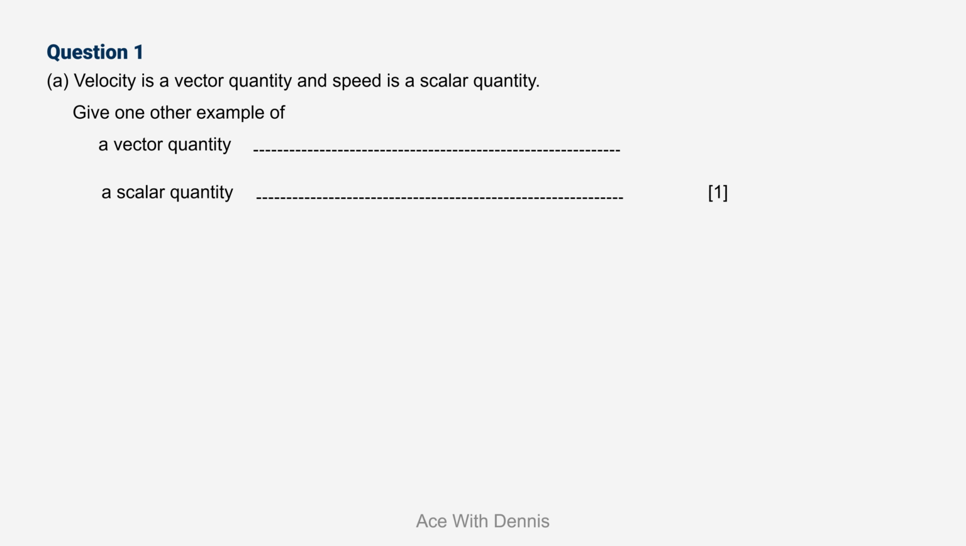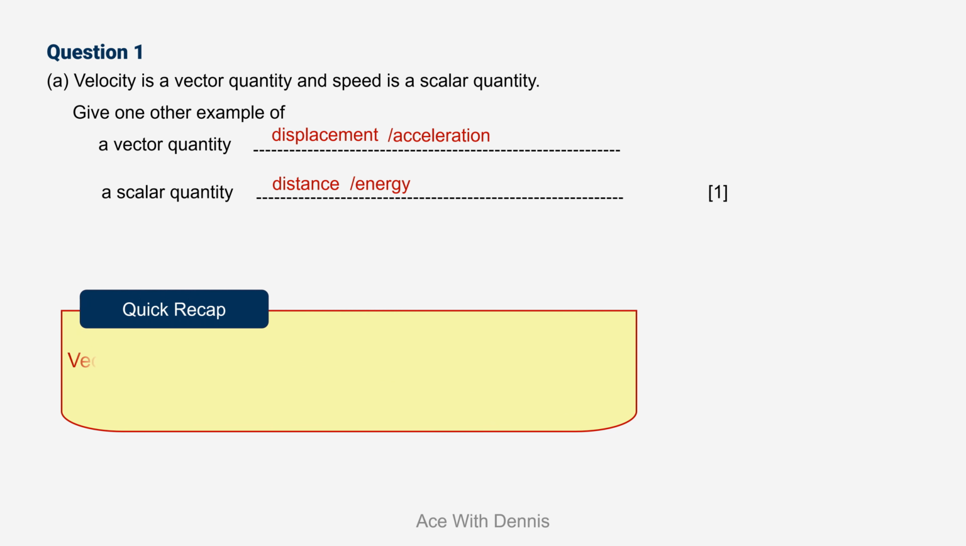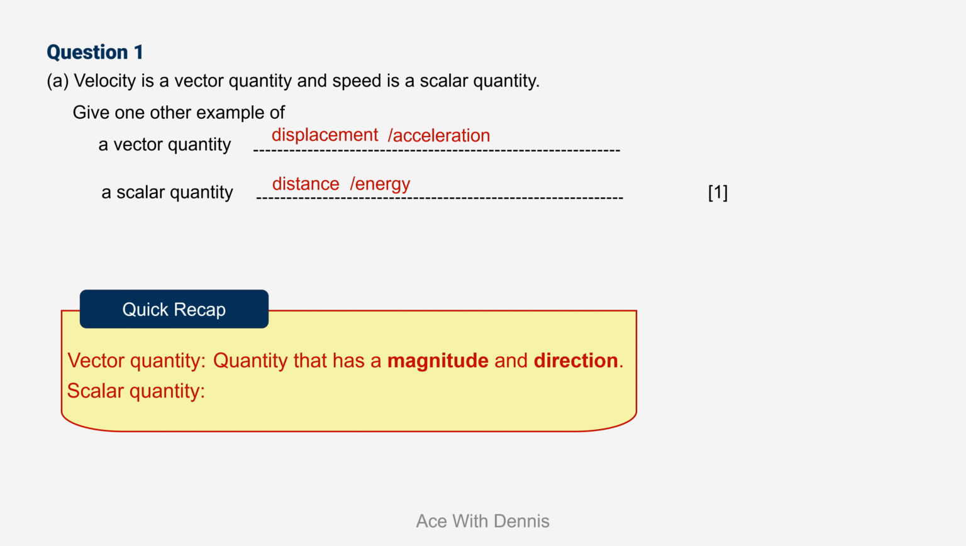So for vector quantity, you can say it's a displacement or acceleration. And for scalar quantity, you can write it as distance or energy. So here, quick recap. Vector quantity is a quantity that has a magnitude and direction, while scalar quantity is a quantity that has a magnitude only.